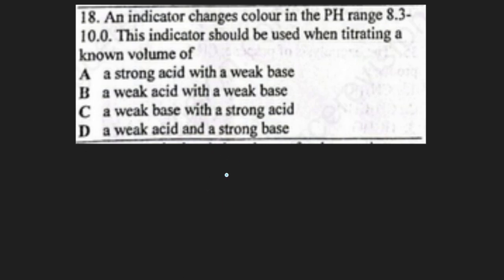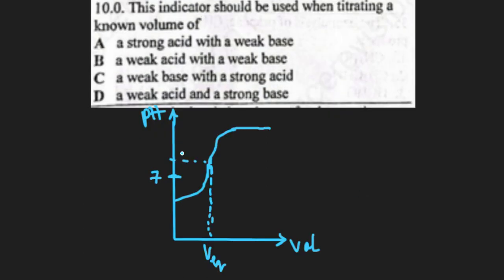So trying to sketch it, we have something like this. So the curve actually shows something like this, where the equivalence volume falls in the basic zone. It tells us that the base has a higher strength than the acid. That's why at equivalence point it is found to be in the basic zone. So the best reagent that can be used here in this case is going to be a weak acid and a strong base, which makes D to be our correct answer.